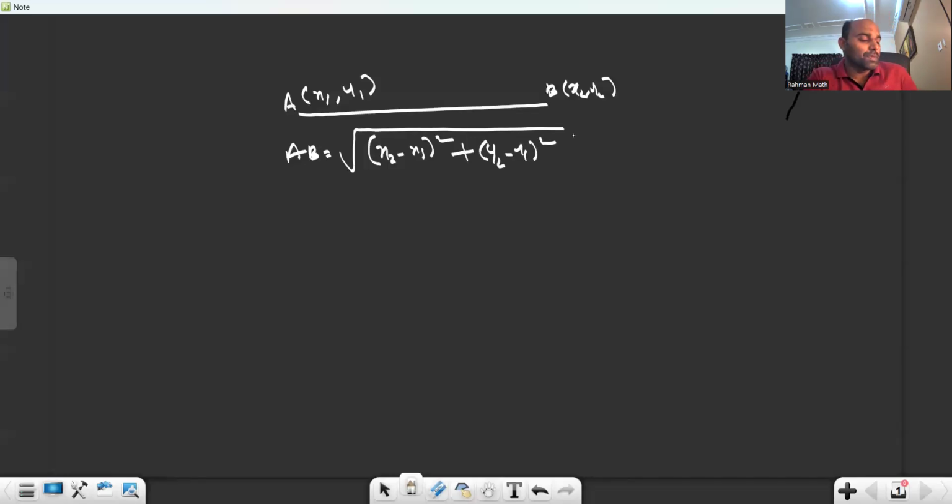Please write it as AB. We are discussing questions based only on the distance formula: root of (x2 minus x1) whole square plus (y2 minus y1) whole square. That's what we are discussing. So 13 questions are there.